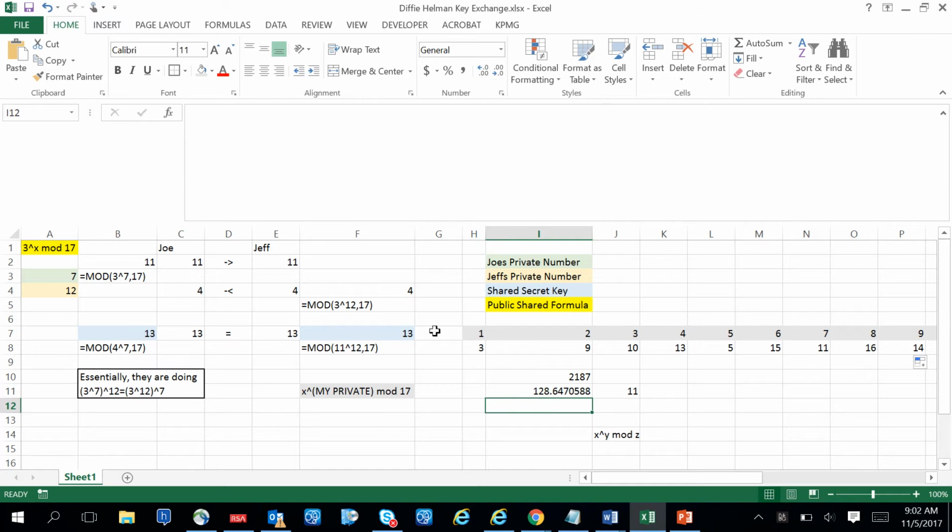Okay, so 128 times 17 is 2176. The difference between 2176 and 2187 is 11. So I'm going to go ahead and say, hey, I've chosen this private number. I'm not communicating this across the exchange because it's technically random to outsiders who see it. I'm going to say, hey, my public remainder is 11.